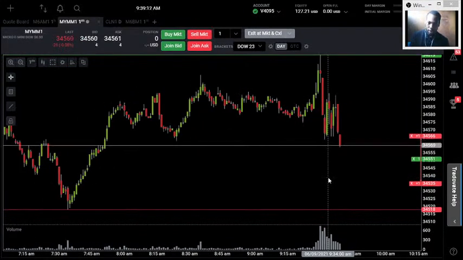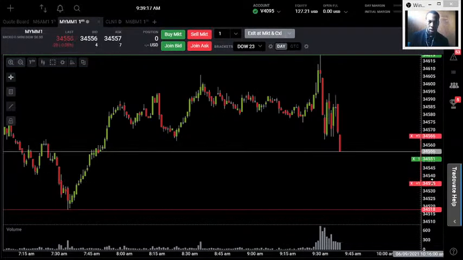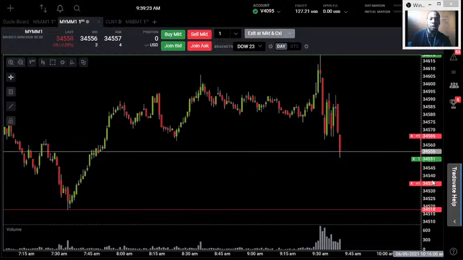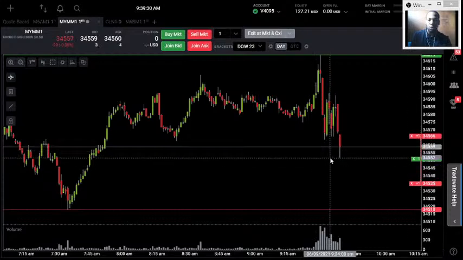Coming into that 34,550 level. Our order should get hit. I like the way that it's moving into the level. I don't think it's too much to panic about right now. And if we take a loss on this one, so be it. But I like the potential reversal we could get from down here.